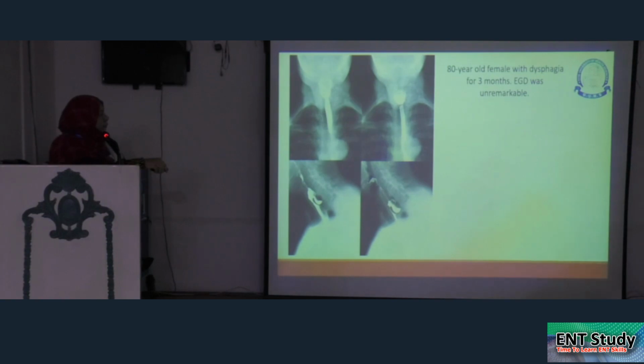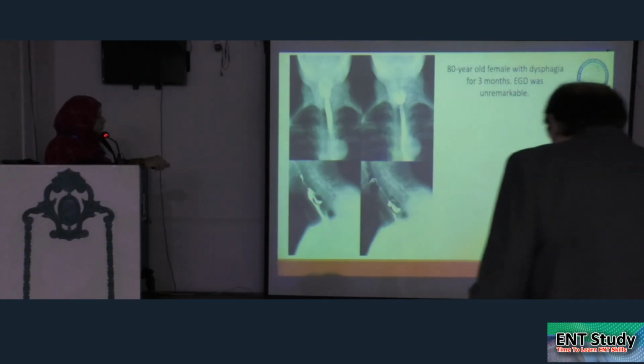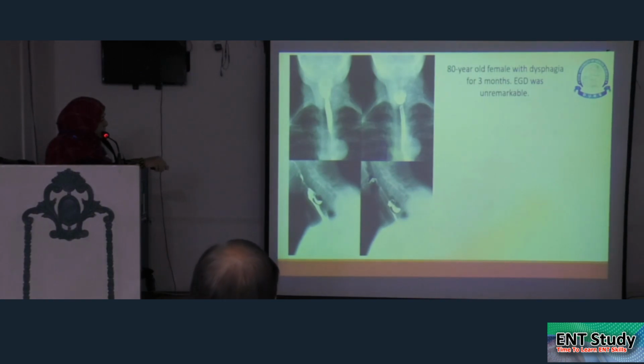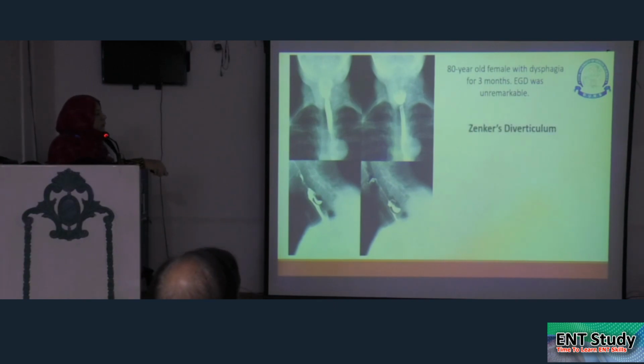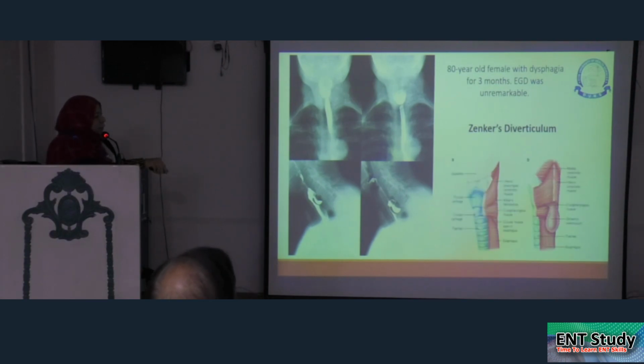This is a spot film of a contrast swallow of an 80-year-old male with dysphagia for 3 months. EGD was unremarkable. The contrast swallow shows there is a focal contrast outpouching along the posterior aspect of the hypopharynx, and it is causing mild indentation on the esophagus, but contrast has passed, so this is the Zenker diverticulum. It is the pulsion pseudodiverticulum that arises from the posterior wall of the hypopharynx through the Killian dehiscence between the cricopharyngeal muscle and the inferior pharyngeal constrictor.